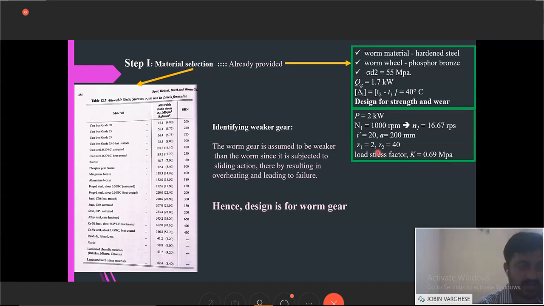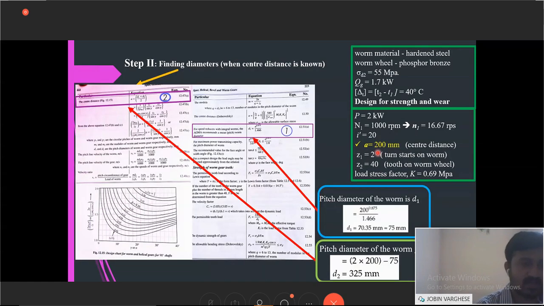The next step is finding the diameters. We have to find the diameters of both the gears. In the case of this one, for speed reduction with integral worms, the AGMA recommends a mean pitch worm diameter. So this is the worm diameter, which is taken as D1.